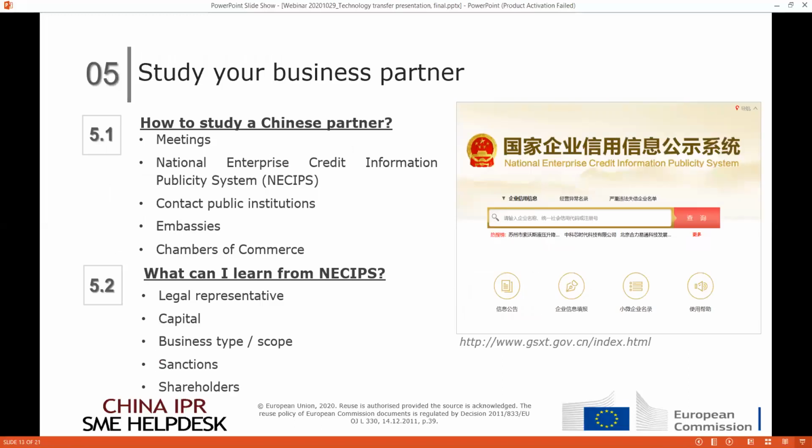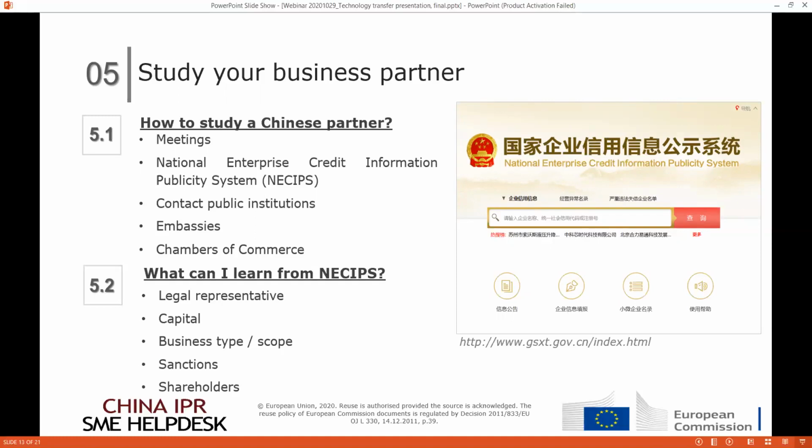Regarding some tips about how to start thinking of how to transfer technology to China, the first tip, or my first advice, would be to study your business partner. But how to do this? Of course, there are different ways. One of them is by meetings, to see what their purpose is, what they want with their technology, what the final goal is.